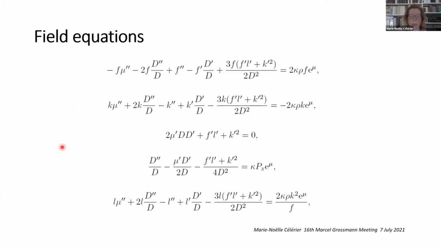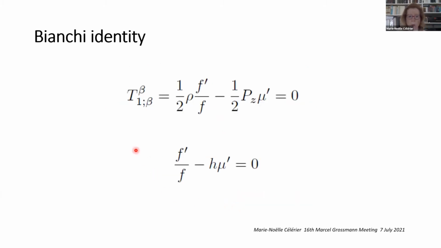Here they are. There are five of them, since there are only five non-vanishing components of the Einstein tensor. The first one corresponds to G00, this one to G03, G11, G22, and G33. I will also use the Bianchi identity, which in that case is rather simple and will allow me to integrate part of the equations.